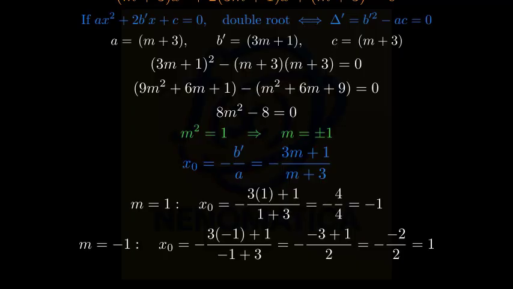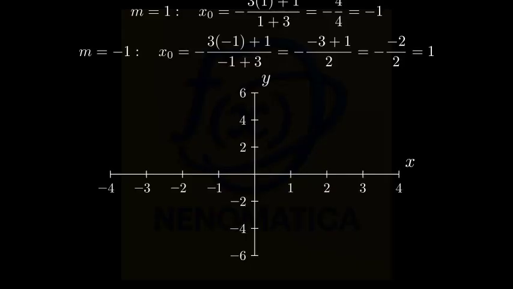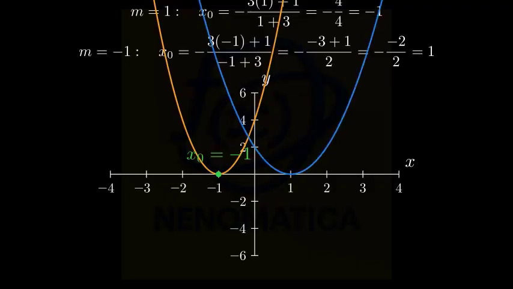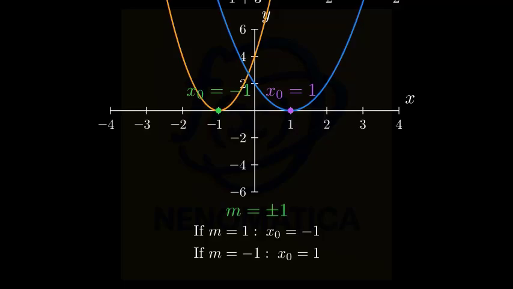To build intuition, let's look at the graphs for each parameter value and watch the parabola just touch the x-axis at the repeated root. We draw one set of coordinate axes. For m equals 1, the parabola touches at x equals negative 1. For m equals negative 1, a new parabola touches at x equals 1. Final answer, m equals plus or minus 1. When m equals 1, the double root is negative 1. When m equals negative 1, the double root is positive 1.